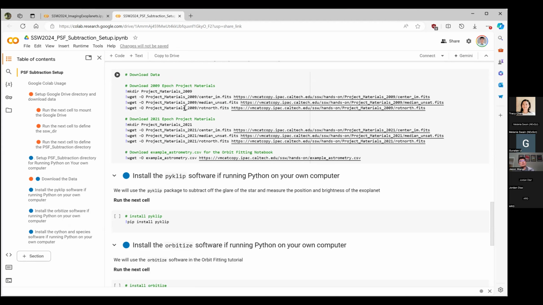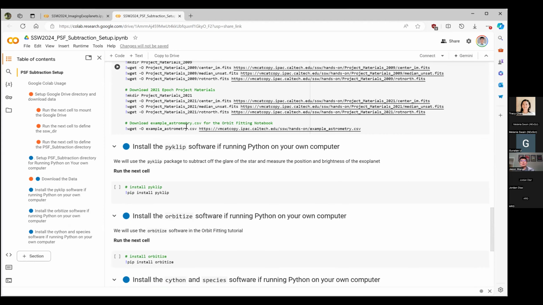So we're actually downloading two different nights of data on a star, HR 8799. This star already is known to have 4 planets. This data was taken with the Keck telescope. So this is all real data, which has already been published, but we're going to re-reduce the data and refine the planets and study them and remeasure them ourselves.